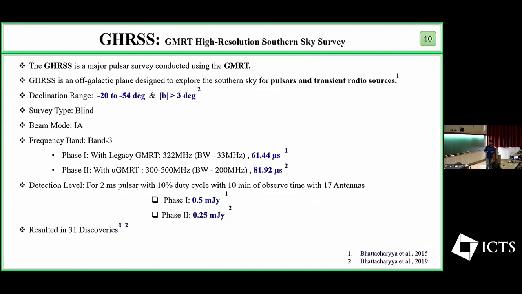In phase 1, it used the legacy GMRT data, which has a central frequency of 322 megahertz and a limited bandwidth of 33 megahertz, and with uGMRT, that is phase 2, which is the ongoing phase, we are using 300 to 500 megahertz frequency, having a bandwidth of 200 megahertz. So different detection levels are mentioned here, for a 2 millisecond pulsar with 10% duty cycle, for a 10-minute observation using 17 GMRT antennas. Till now, we have resulted in 31 discoveries.